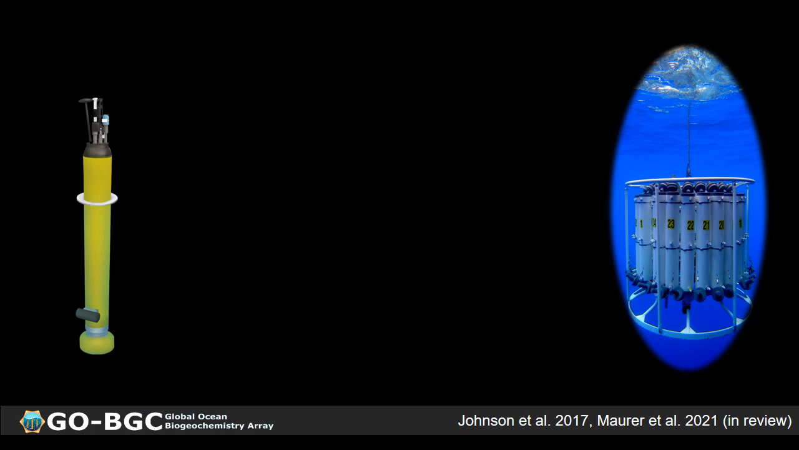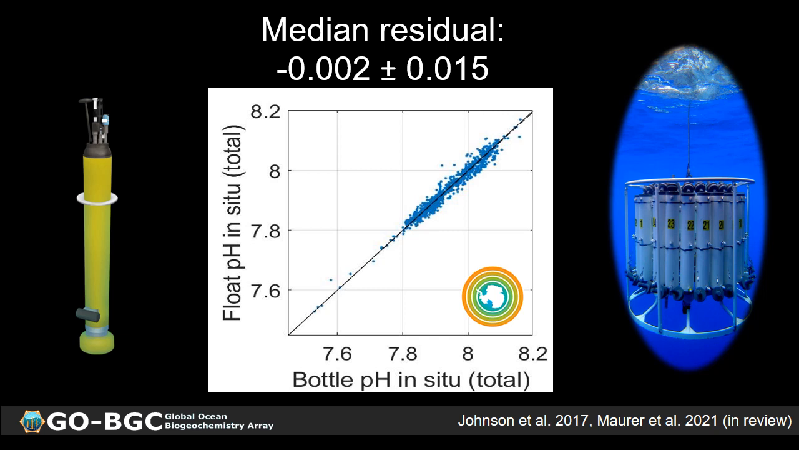Okay, so after all these adjustments are made to the data, how good is the pH sensor data? One way we can validate the adjustment is by comparing float data to shipboard data. The SOCON project has done this over the past 6 years. They have collected discrete pH samples for the majority of the 200 floats that they have deployed over the past 5 years. This is a plot that shows bottle pH on the x-axis and float pH on the y-axis after it has been adjusted using the method that I mentioned before. And you can see that there's excellent agreement between the discrete samples and the float pH, with a median residual of negative 0.002 plus or minus 0.015.